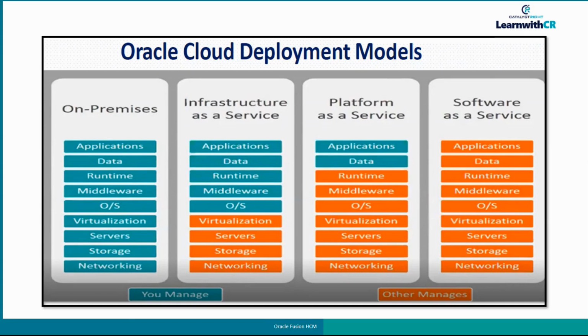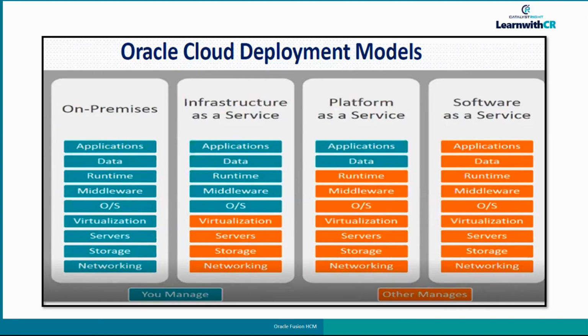So platform as a service provides the feasibility that other things like runtime and middleware can be managed by others, but application and data is something that is maintained by the customer itself. Similarly, we also have infrastructure as a service. A few things are managed by the customer and a few things are managed by others.